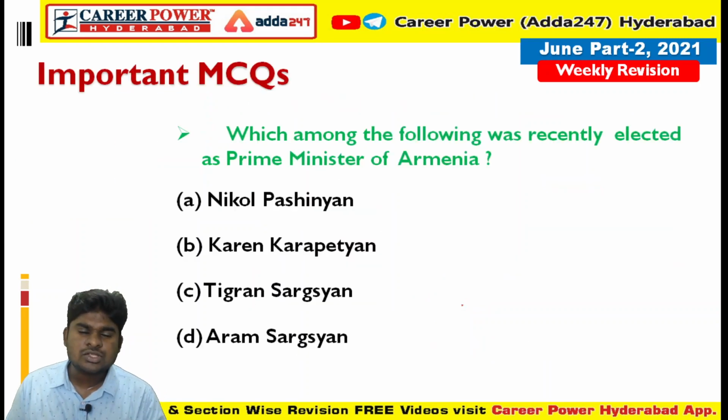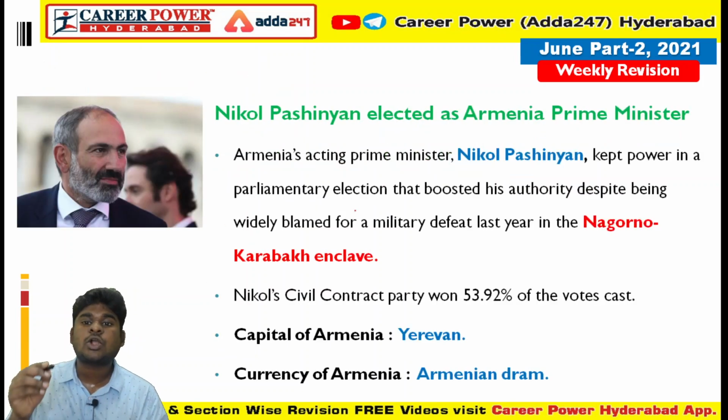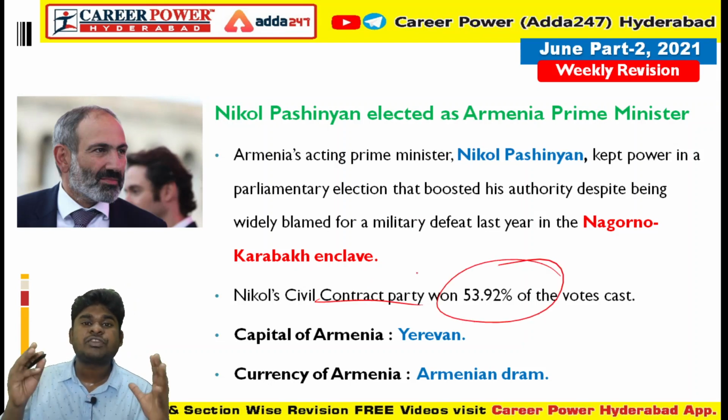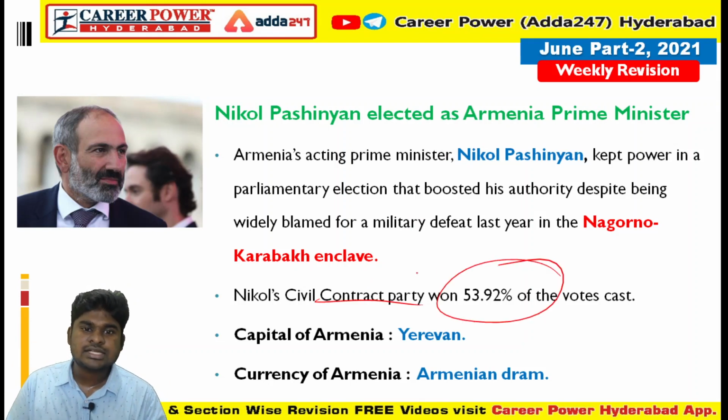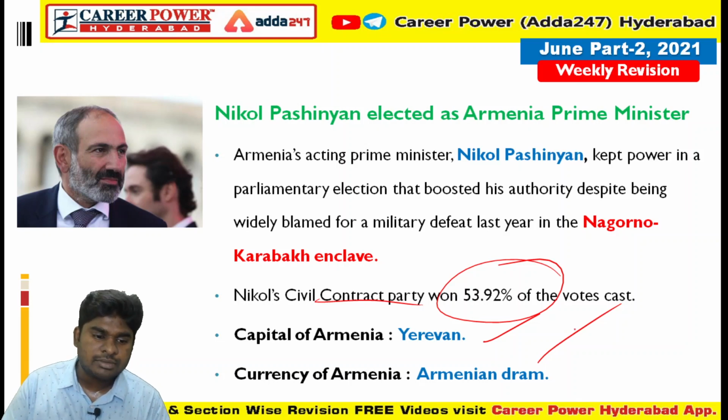So the next question is, who was recently elected as the Prime Minister of Armenia? The answer is Nikol Pashinyan, the acting Prime Minister. His party, Civil Contract Party, has won almost 54% of the votes cast, and now he is the new Prime Minister of Armenia. Also remember, Armenia's capital Yerevan and Armenia's currency Armenian dram. So please remember these points.